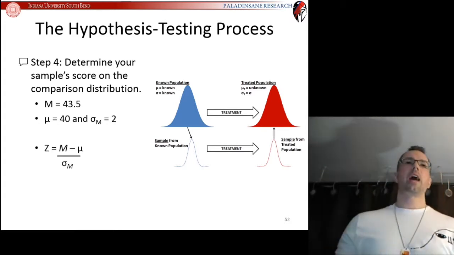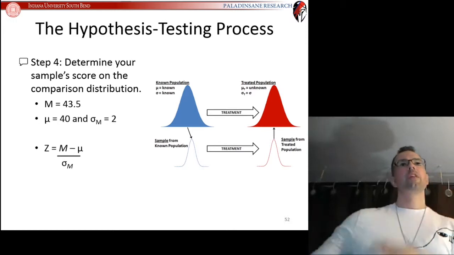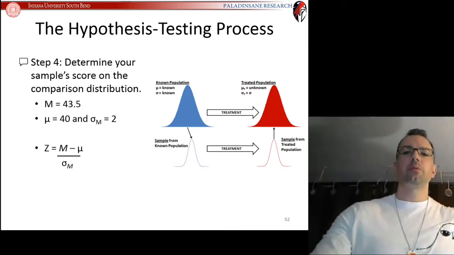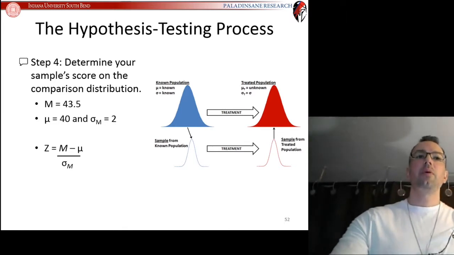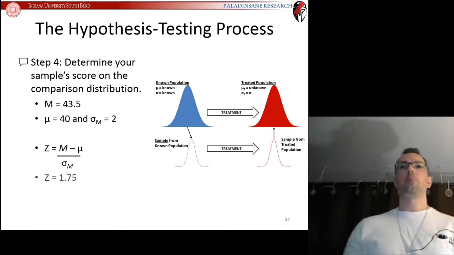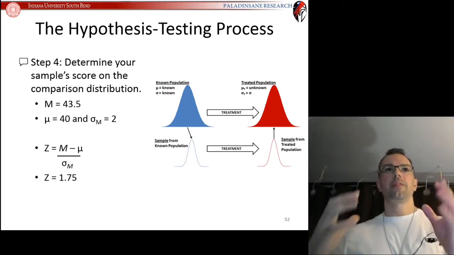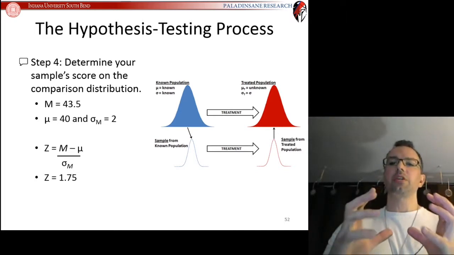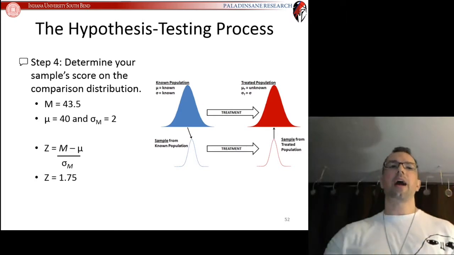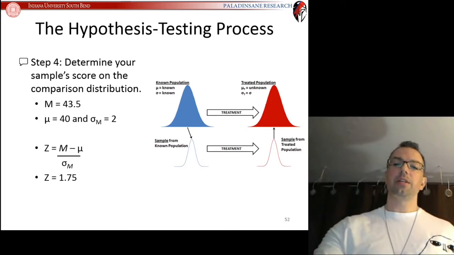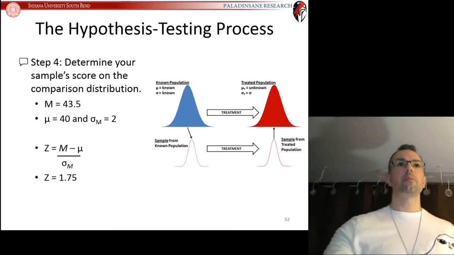We plug in our values, 43.5 for the sample mean, 40 for the comparison distribution mean, 2 for the comparison distribution standard error, and we end up with a z-score of 1.75. So we have a z-score of 1.75. That's the position of our sample on that comparison distribution. So now what? Now we reach the final step.